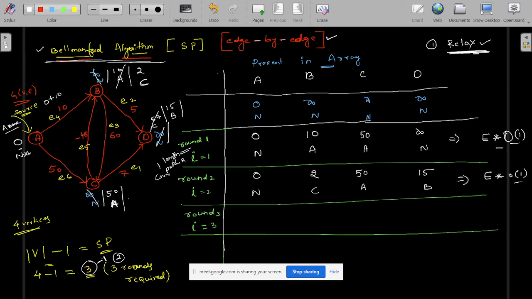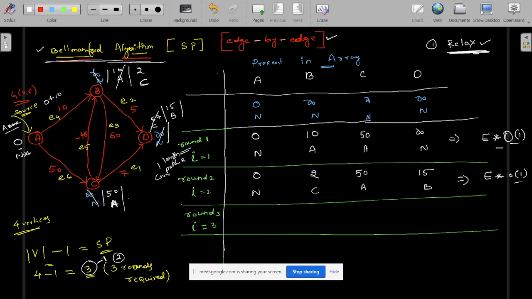Let's go to round 3. Please observe here. Round 3, let's take E1. The value is 50 from A. 50 plus 7 is 57. But basically 15 is already there, yes or not? See here, everybody observe. Basically 15 is there. No need to worry. Leave it like that only. No need to change here.